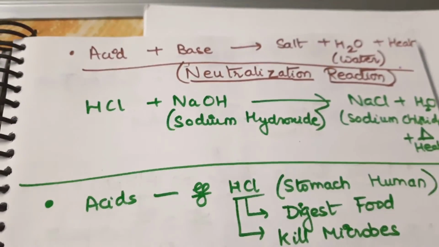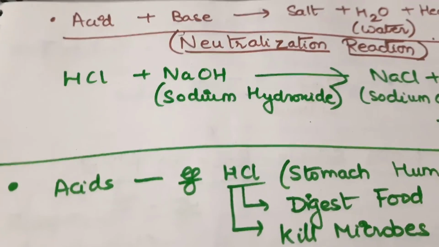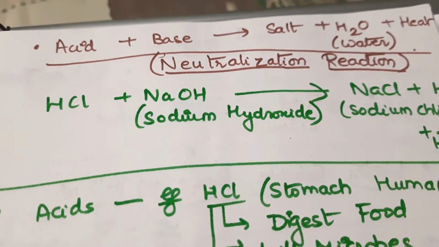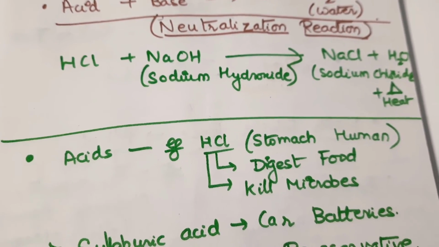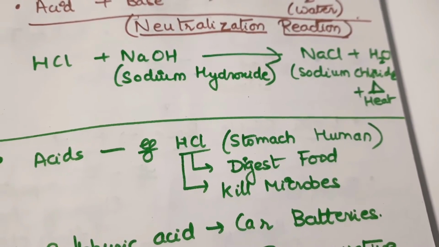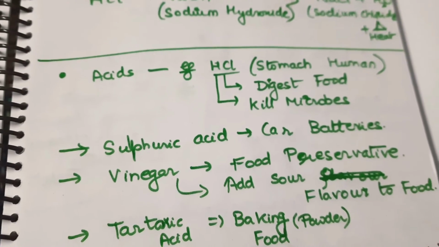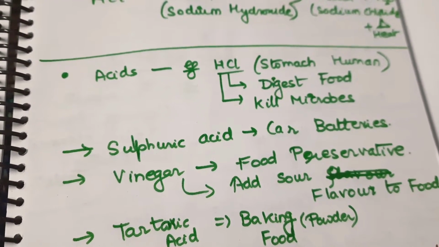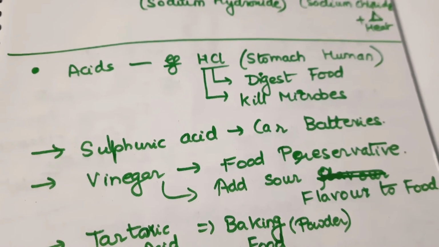Next, acid plus base will form salt plus water plus heat. So when acid reacts with base, it forms salt and water with the production of heat. It is a neutralization reaction. Example, HCl when reacting with sodium hydroxide, or NaOH, will form NaCl, that is sodium chloride, plus water plus heat production.